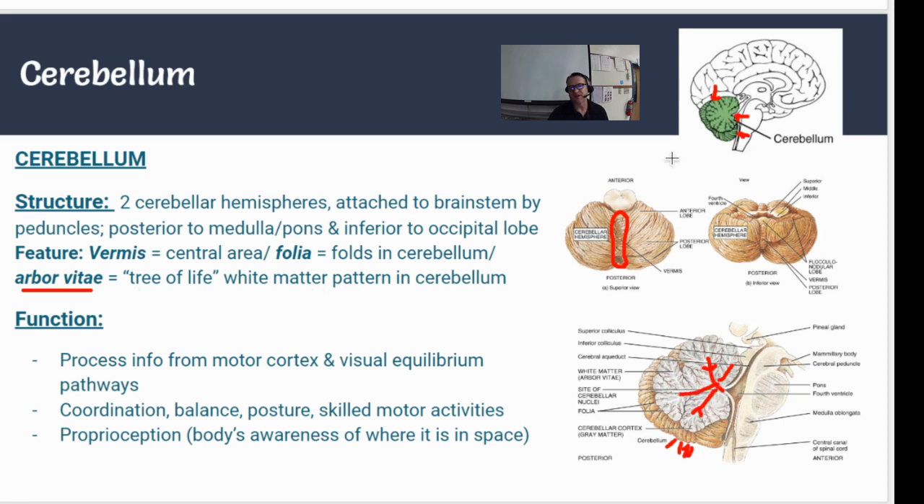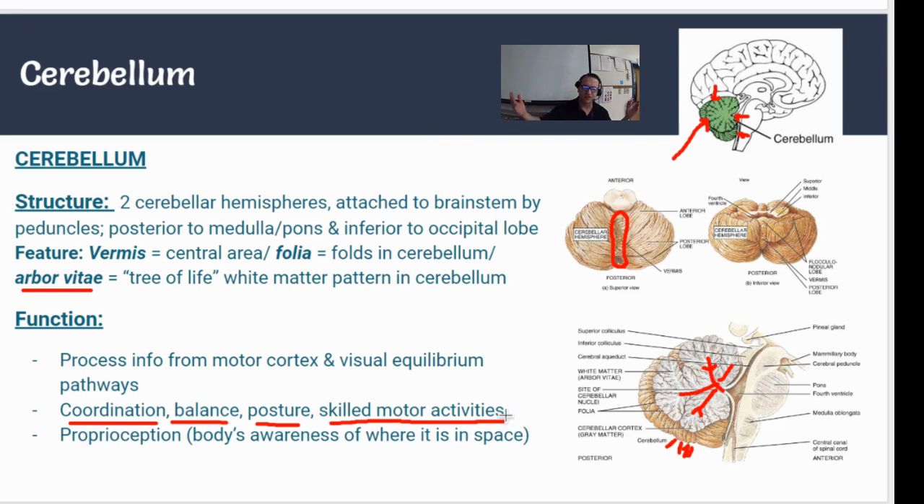But what you're really going to need to know is where is it located, what does it look like, and what does it do? It processes information from the primary motor cortex and the visual equilibrium pathways to assist in coordination, balance, posture, and definitely skilled motor activities. So any type of motor movement that requires coordination and very skilled motor activities.